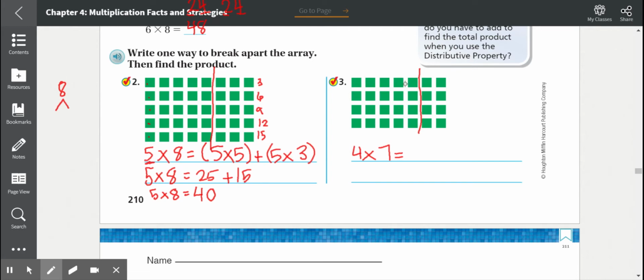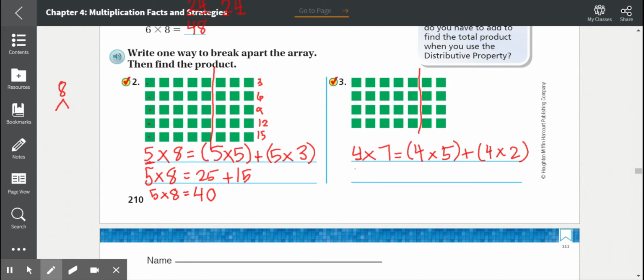So now our two new arrays are 5 times, okay, oops, I made a mistake. So remember, the 4 is staying the same. So our array is showing 4 times 1, 2, 3, 4, 5 plus, and then this array is showing 4 times 2.